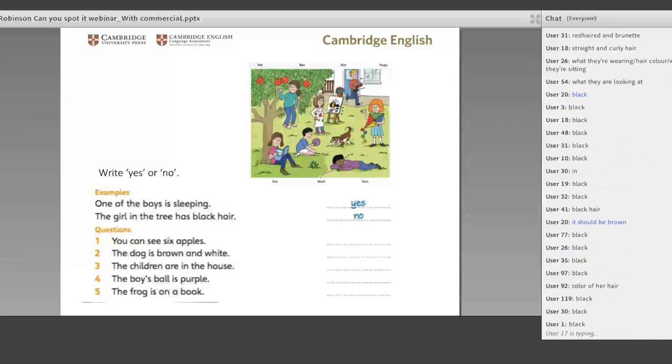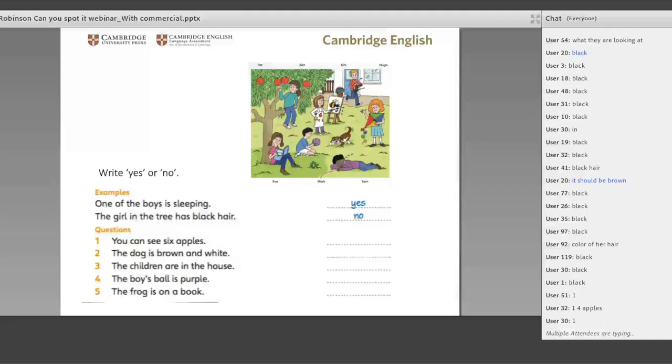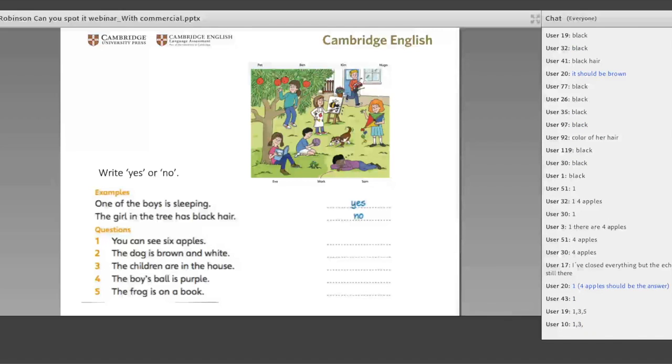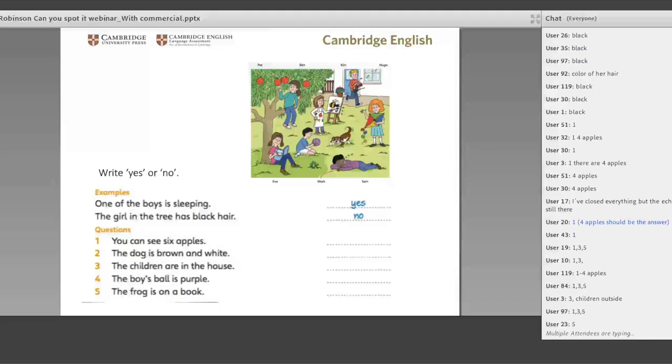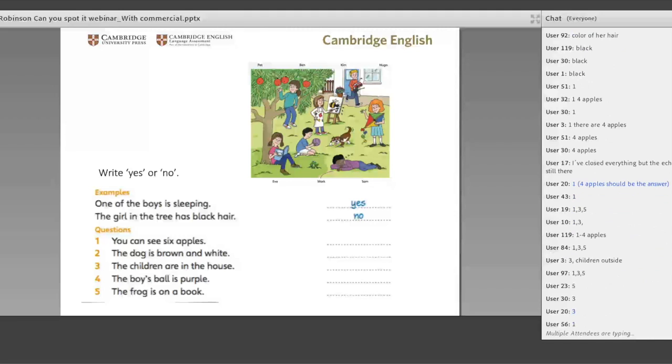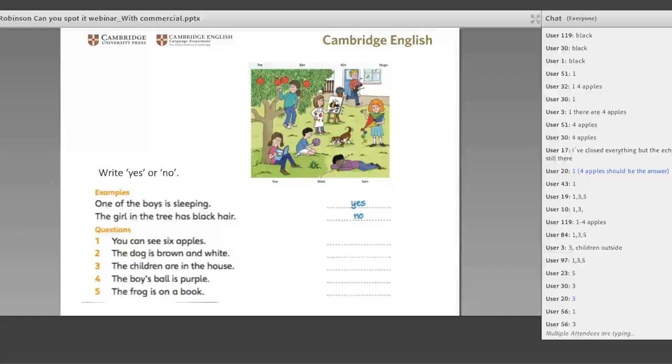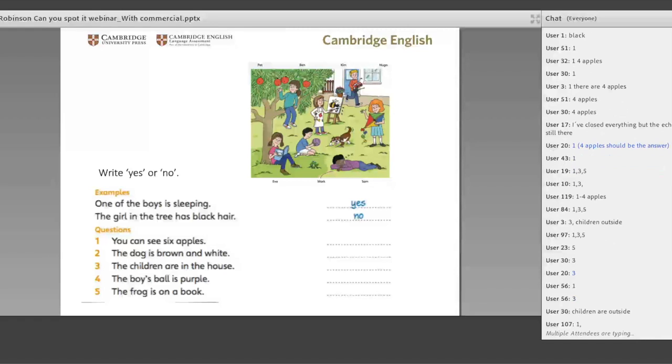Now, read sentences 1 to 5. Which of the sentences here are no sentences? And why are they no sentences? Yeah, sentence 1, there are 4 apples, not 6. Sentence 3. Which word in sentence 3 makes it a wrong sentence?